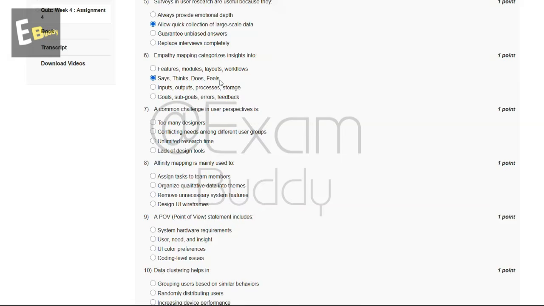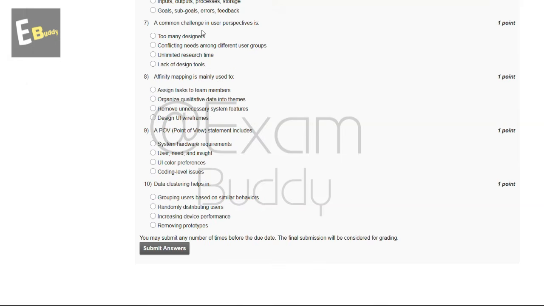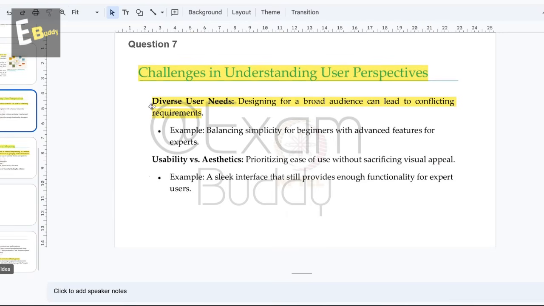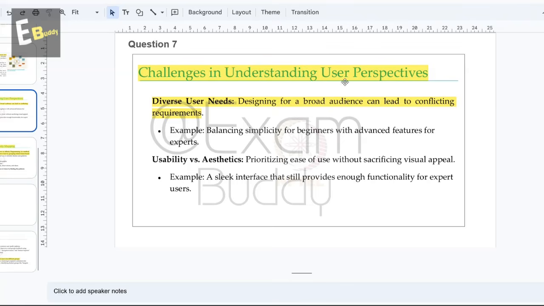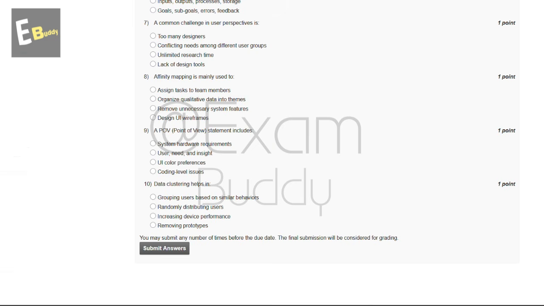And now let's go to our question number 7. A common challenge in user perspectives is. So these are the options, and now let's check the explanation. So explanation says challenges in understanding user perspective: diverse user needs, designing for a broad audience can lead to conflicting requirements. So the answer of our seventh question is B, conflicting needs among different user groups.